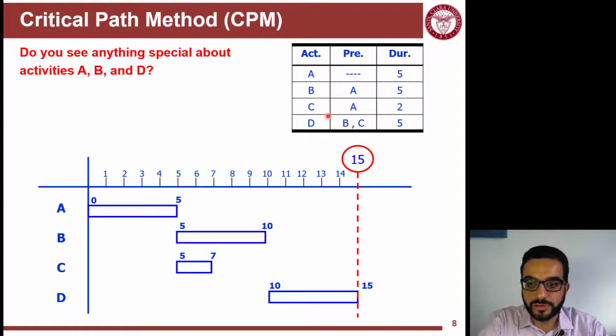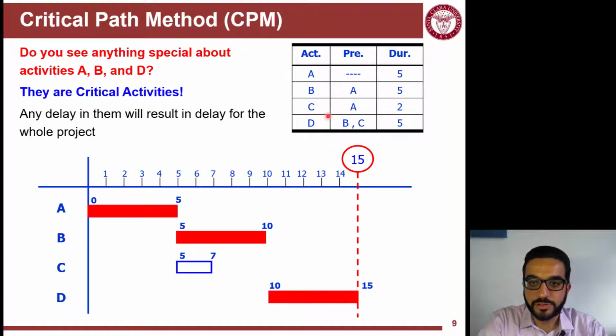Now, what do you see special about activities A, B, and D? They're special because they are critical. Any delay in A or B or D will result in right away pushing the project finish time further. If A is delayed 1 day, immediately my project finish time will be 16. So they are critical activities, and usually in schedules they color them red just to show how critical they are, and we'll discuss more how to actually identify them by calculations.